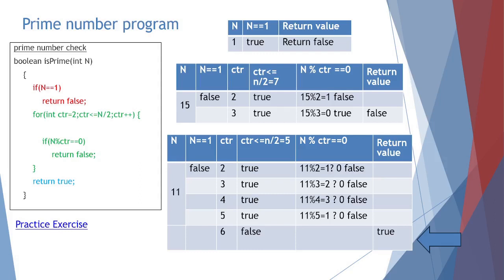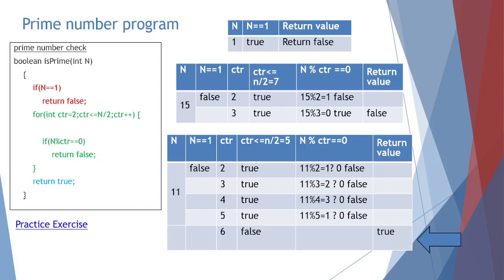Why? Because our for loop is starting from 2 and ending at n by 2. That means neither 1 nor n we have considered in the for loop. Apart from 1 and n, if we get one more factor, that means it is a composite number and the method returns false because it is a composite number. So 15 understood. Now the third case.